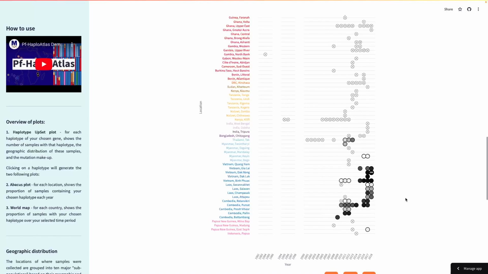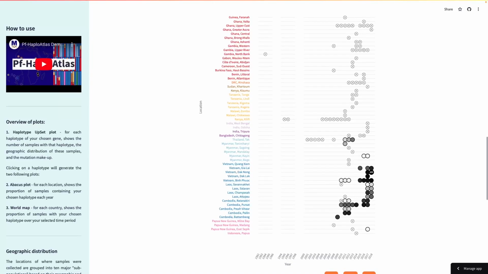Ever since the introduction of artemisinin as an anti-malarial drug, parasites have been under increasing evolutionary pressure to survive the effects of the drug, and this C580Y mutation is a well-studied mutation which helps the parasite to do just that. So here you can clearly see how Pf-HaploAtlas is useful for tracking known drug resistance mutations.